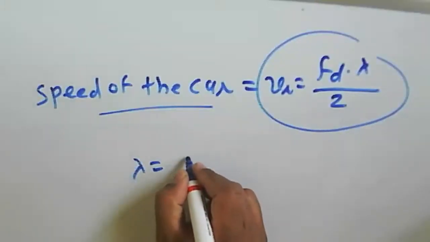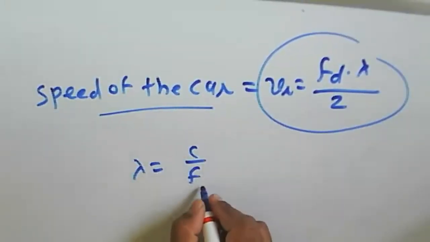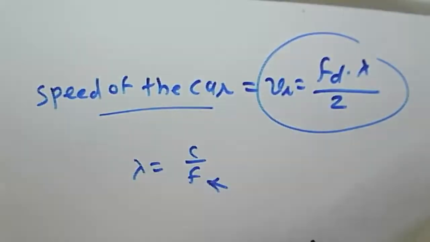So lambda is equal to c by f, where f is the frequency of the radar, and fd is the Doppler frequency shift, and then we can find out the speed of the car. That's all about the radar system.